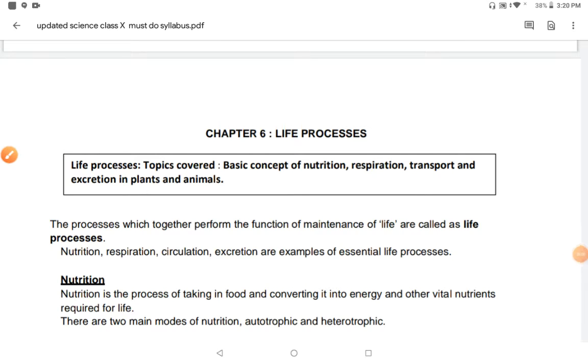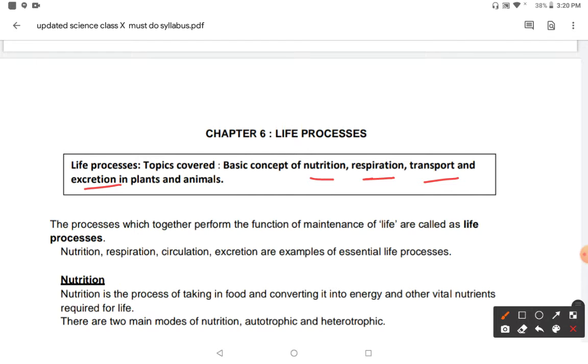Let's do a quick revision of important topics of chapter 6, and the name of this chapter is life processes. As you see, there are a few processes of life, that is nutrition, respiration, transport and excretion in plants and animals. So these topics will be covered in this video.